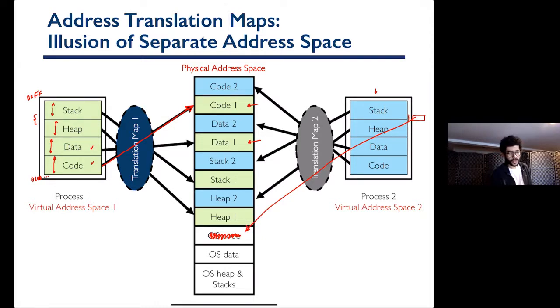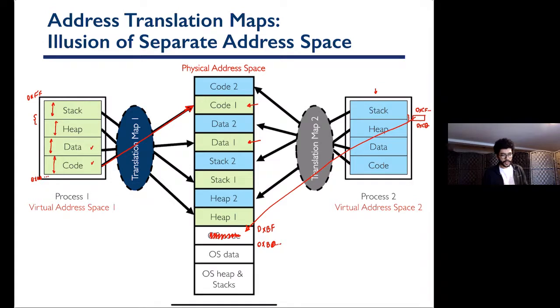This could get an address, let's say 0xC something to 0xCF something, in the virtual address space of process 2, and some physical address here, 0xB something to 0xBF something. But the point being, these two addresses don't necessarily need to be the same.